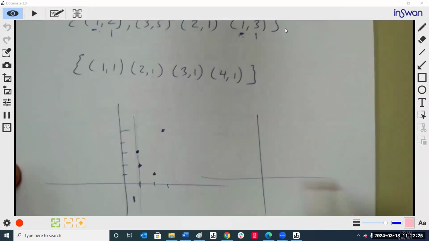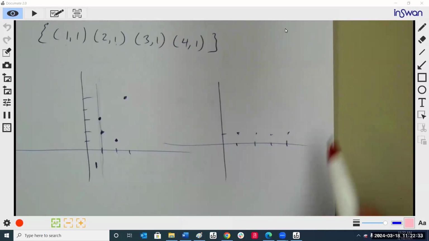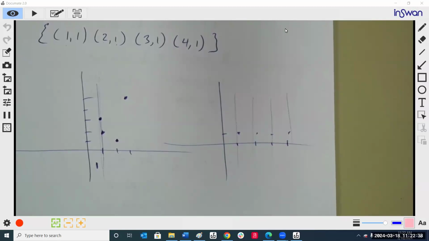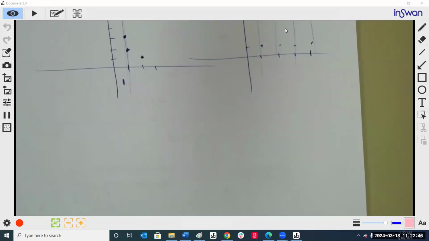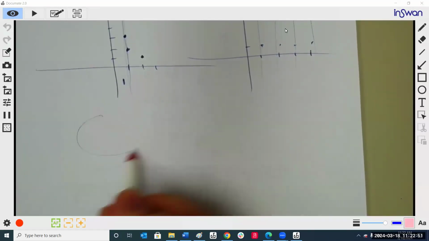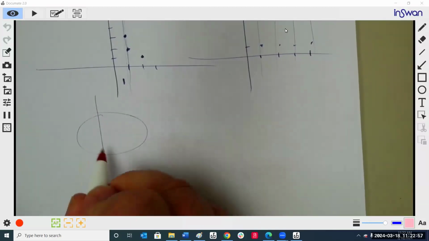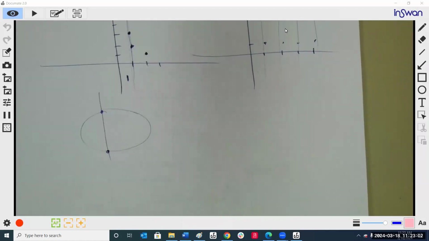But if we had these points, they all pass the vertical line test. They're all functions. Give me an example of something that's not a function. A circle, exactly. That's not a function. It fails the vertical line test. In other words, at this X, you have two values of Y. So yes, that's a perfect example.